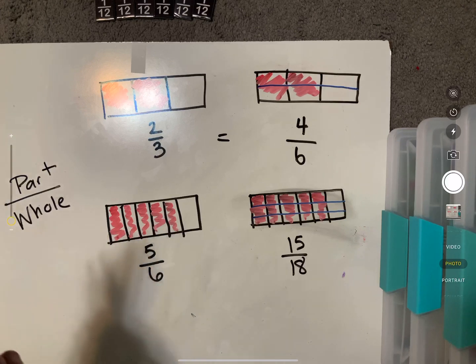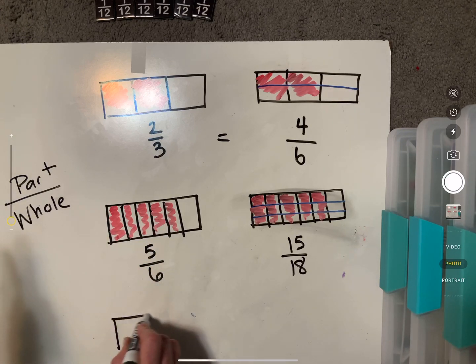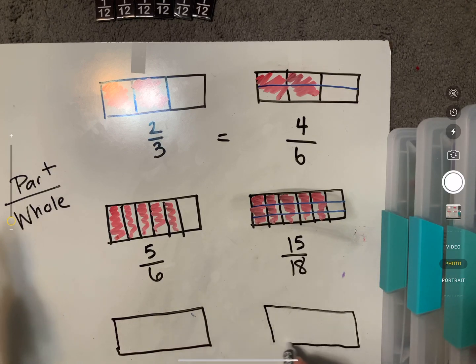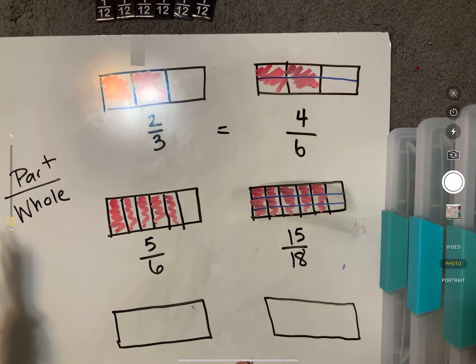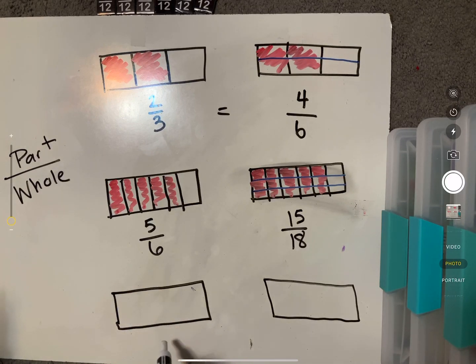All right, let's try one more. Let's do, and feel free to pause this and try it yourself. That's always a good way to do it too. So, it looks like I'm running out of room down at the bottom. There we go. Okay, let's do 2/5, and let's make it equal to 4/10.